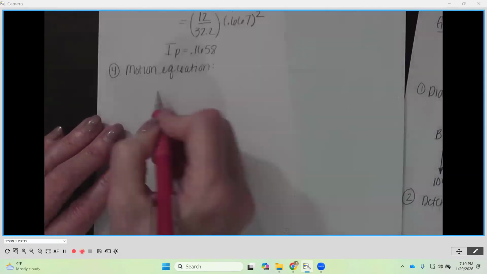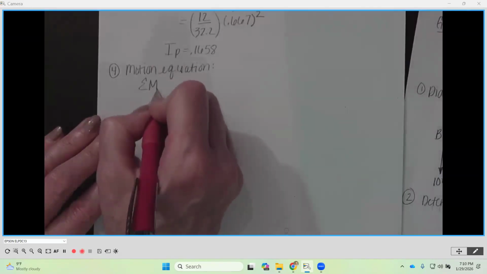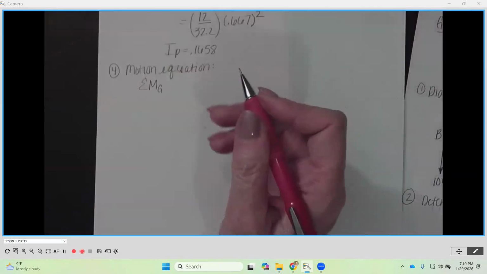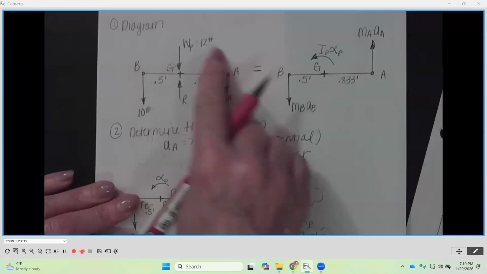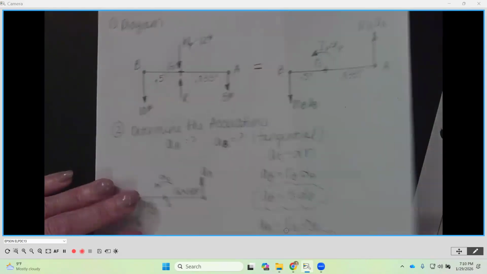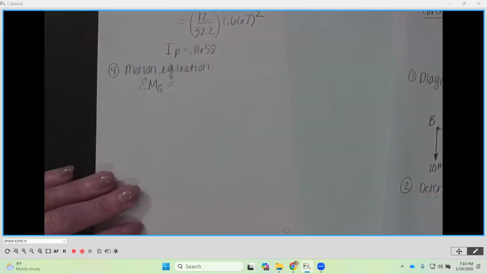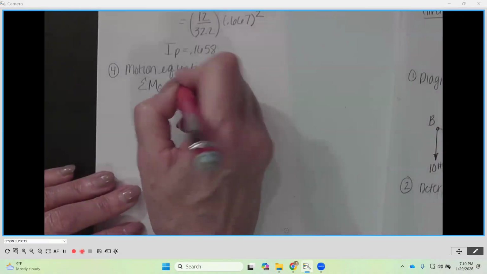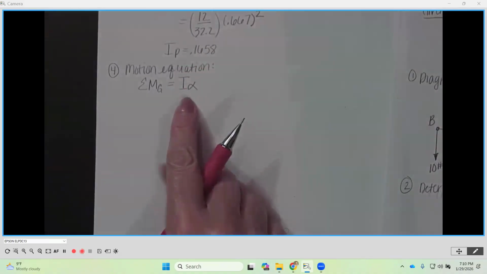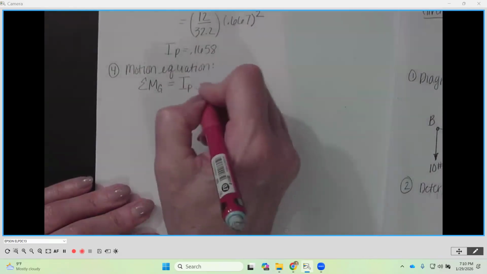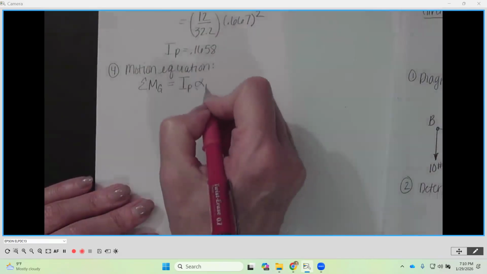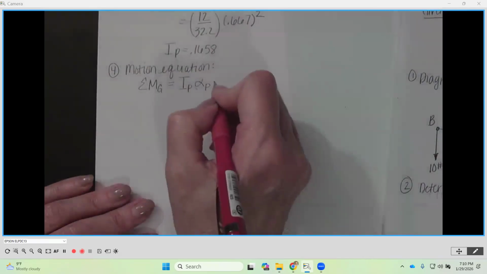All right. It's going to be kind of long, so I'm going to start over here. So we're going to use the sum of the moments around that center of mass G. So if we look back at our diagram, we're going to have our finger on here. So this is that left side. We're going to sum our moments, and then we're going to set it equal to the angular momentum. So the first part of that is going to be the rotational moment of inertia of the pulley times the angular acceleration of the pulley.